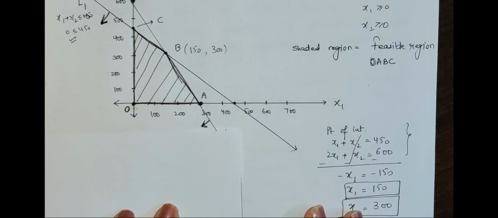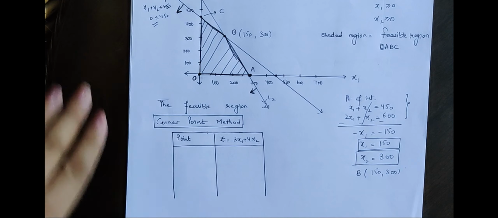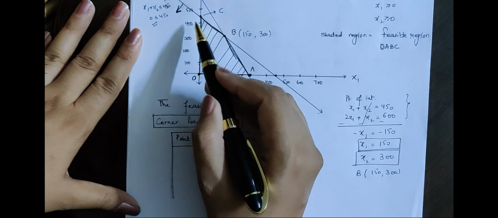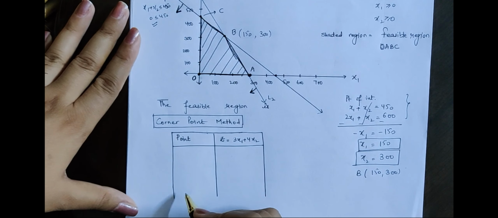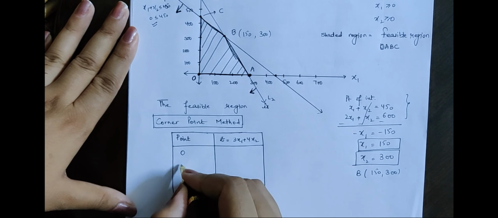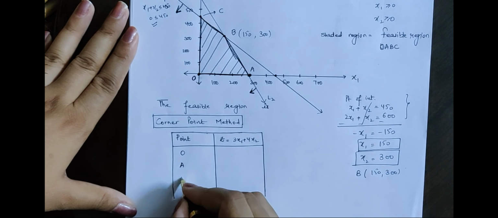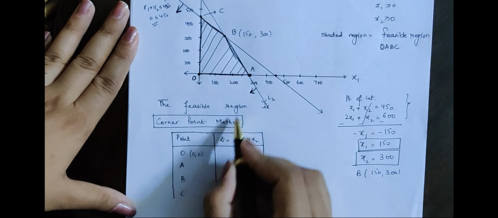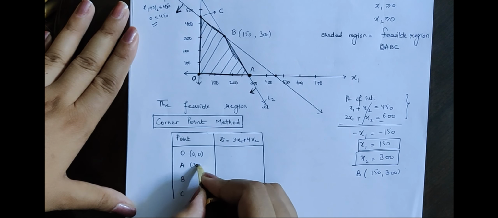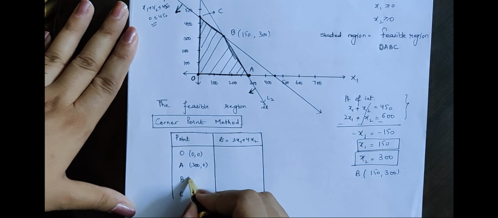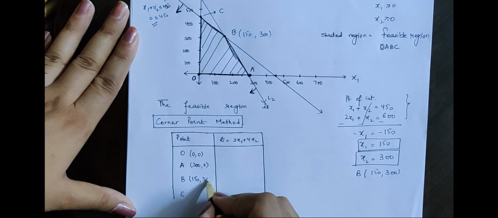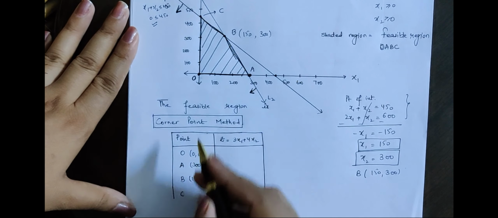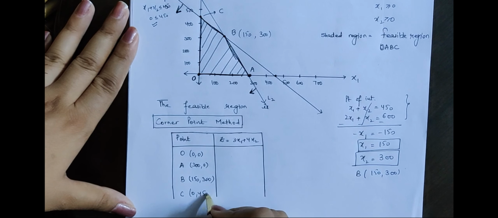Now I can move to the last step of my graphical method, in which I'll be using the corner point method to reach the final solution. My feasible region was OABC. First we write the corner points over here: O, A, B and C. Write down the coordinates as well. Origin O, A is 300, 0, B is 150, 300, and the coordinate of C is 0, 450.